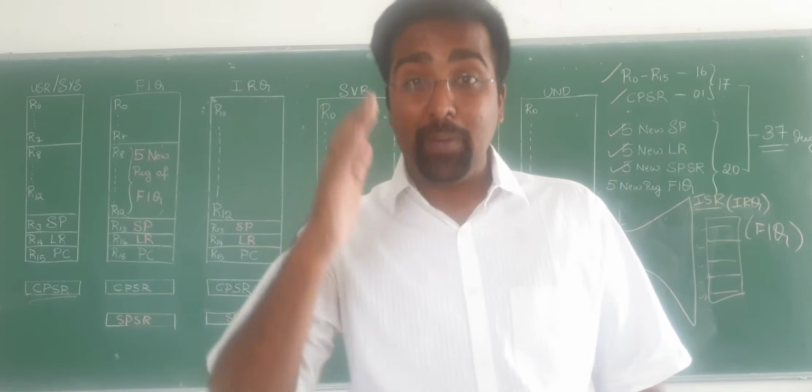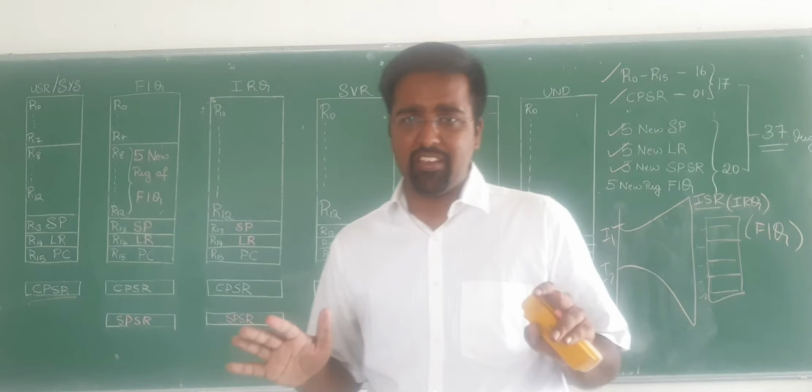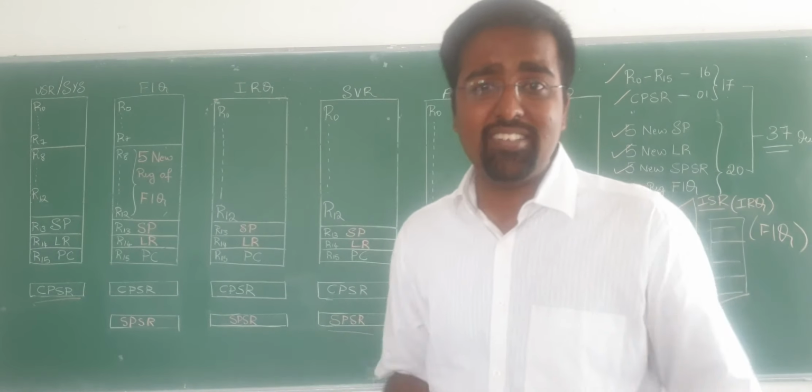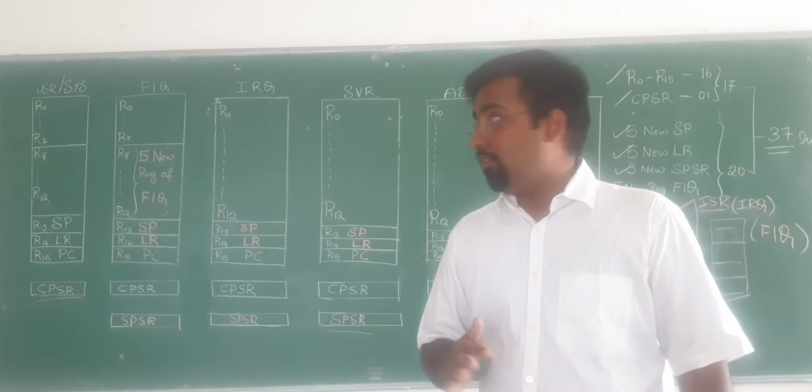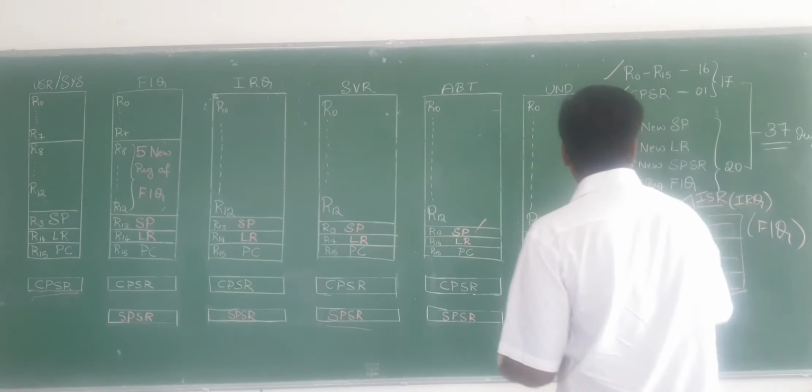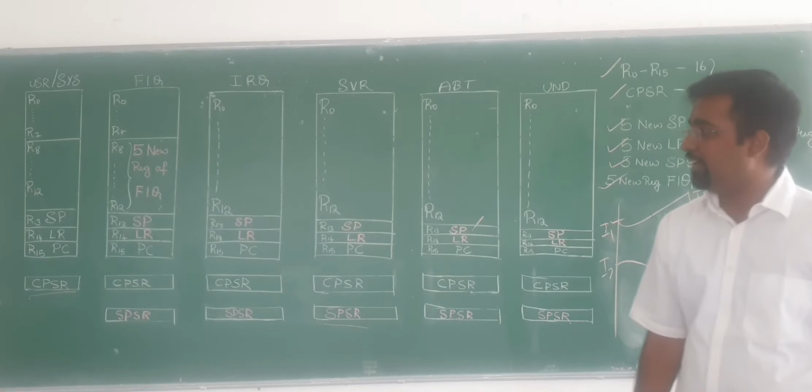Is the concept clear? Please try to understand. Don't learn by heart, my dear friends. It's very easy, and if you understand the concept, you can definitely write this diagram. There is nothing much in writing it. So we are done with the 5 new registers of FIQ also.